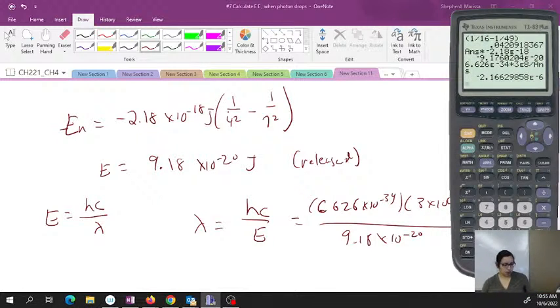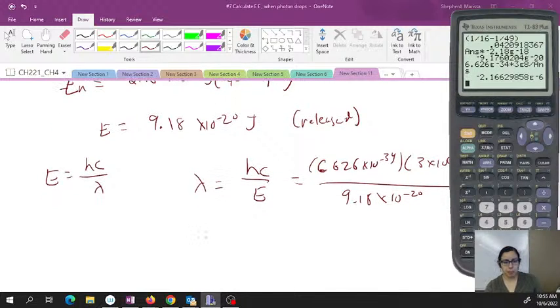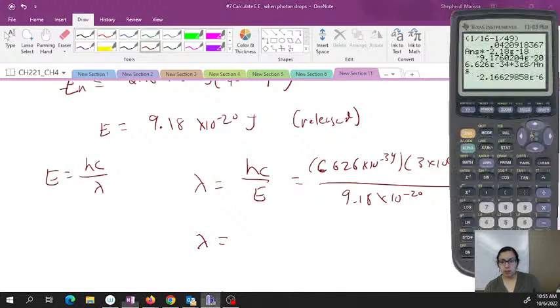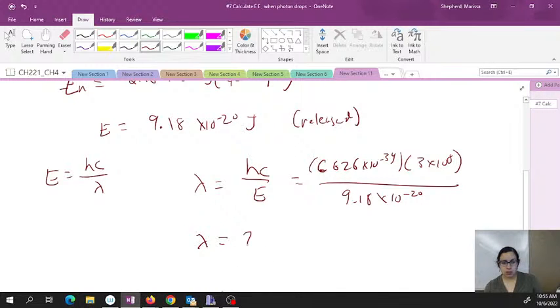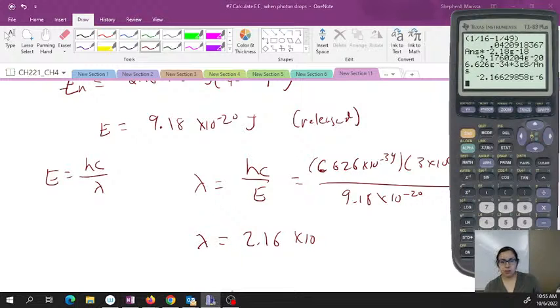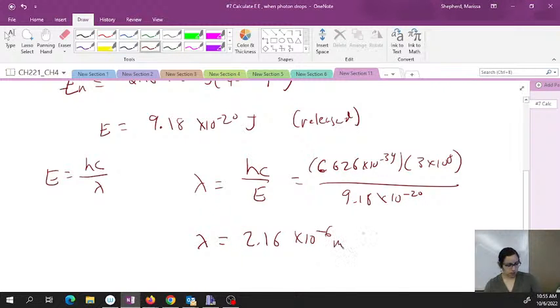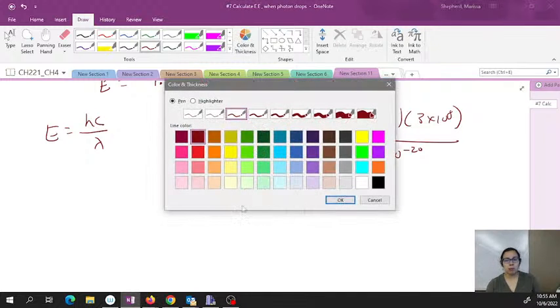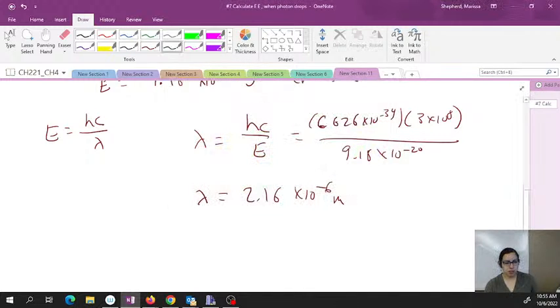And so now I know when I do this, though, it should really be positive. So my wavelength is equal to 2.16 times 10 to the negative 6 meters. And so again, I'll just write out the alternate approach. Or you could have started with calculating this and then found the energy with the formula.